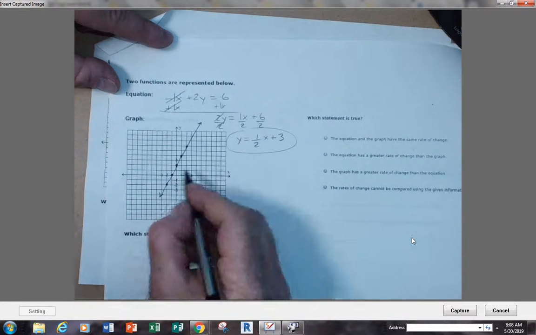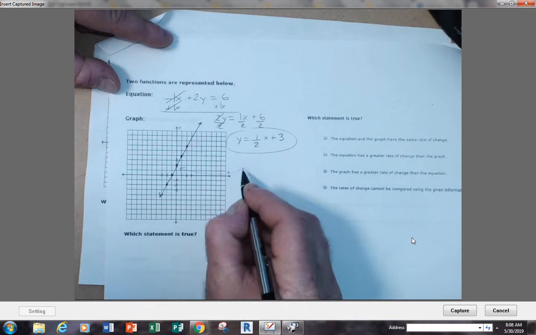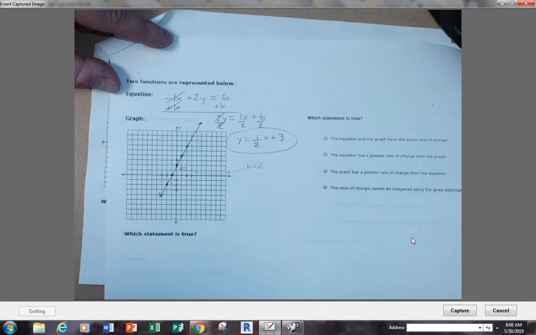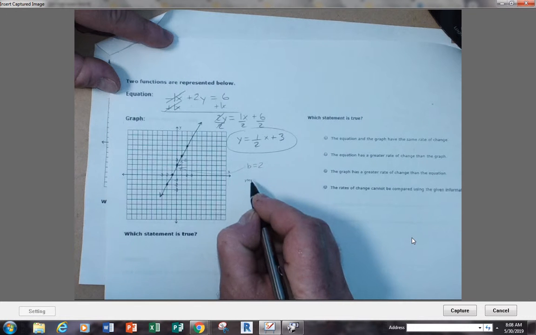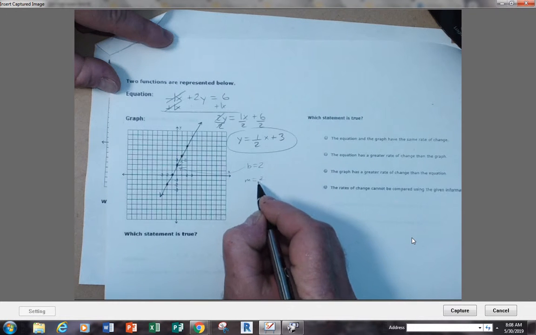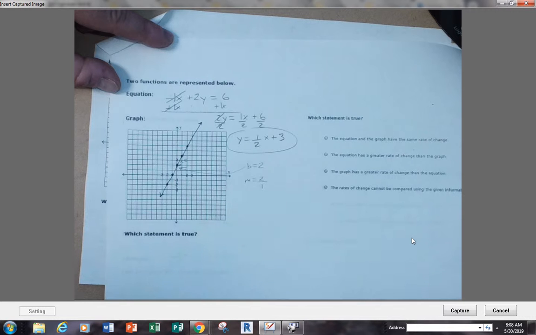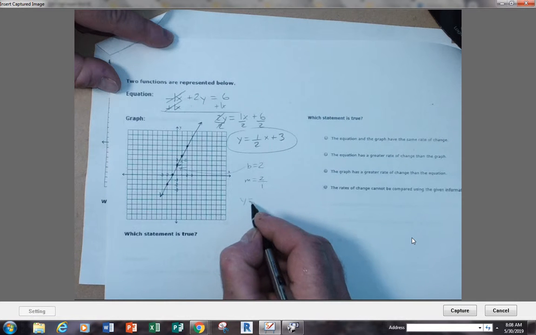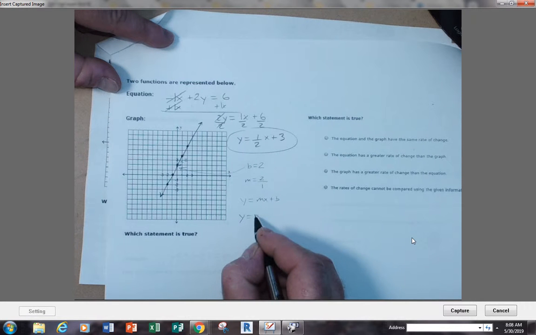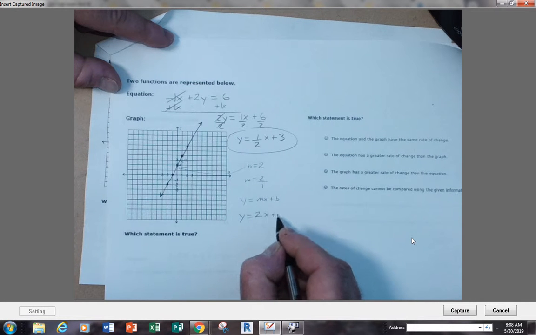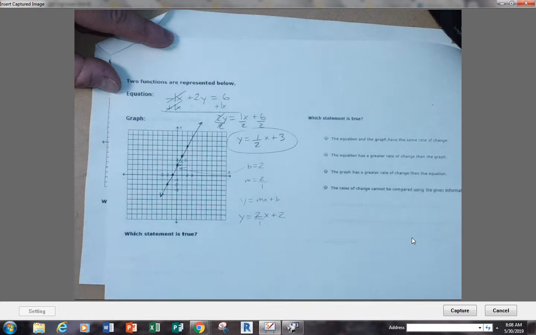This right here has a y-intercept of 2. It's got a slope of over 1, up 2. So if I made that into a slope, that would be 2 over 1. And if I put those together with slope-intercept form, with the m number 2 and the b number 2 going right there, that gives me 2x plus 2, which I could always write 2 over 1, of course.